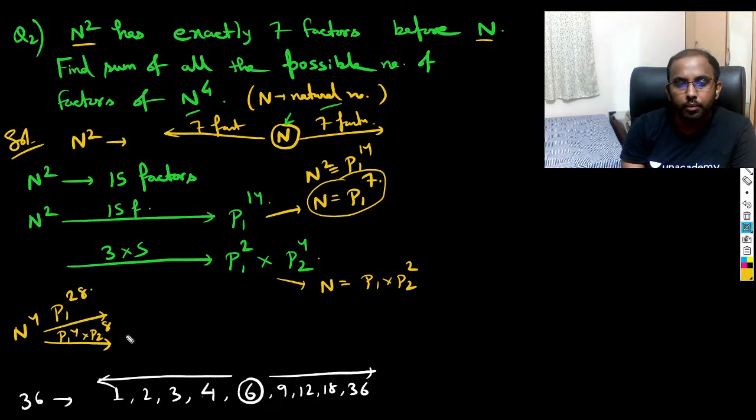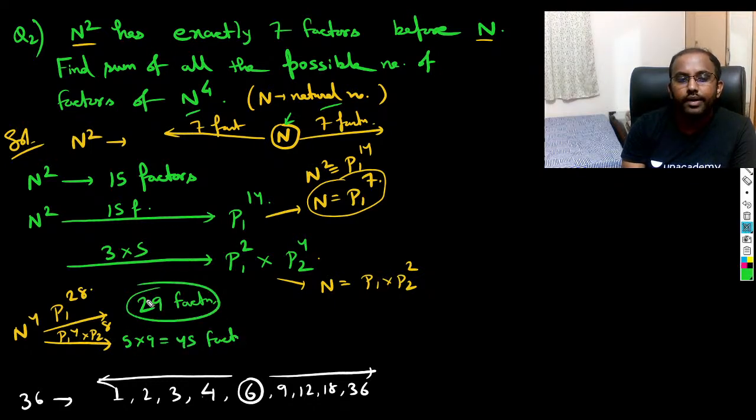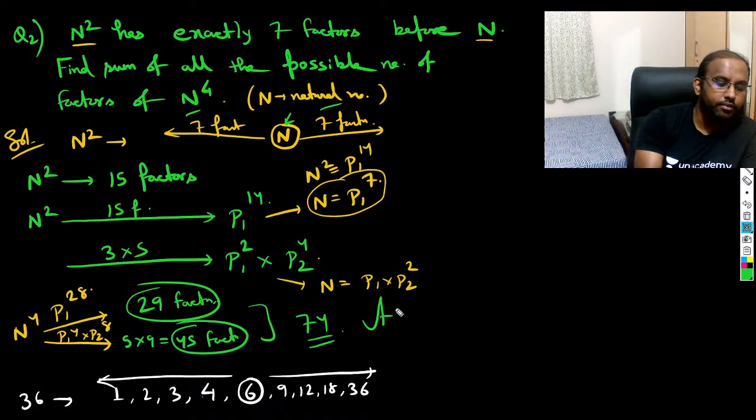So now basically how many factors here? 28 means the answer will be 29 factors. If n to the 4 is p1 raised to 28, then 29 factors. p1 raised to 4 into p2 raised to 8 means 5 into 9, 45 factors. So n to the 4 has got two answers here, 29 factors and 45 factors. If we wanted the sum of all the possible values, its sum will be 74. 74 would be the answer here.